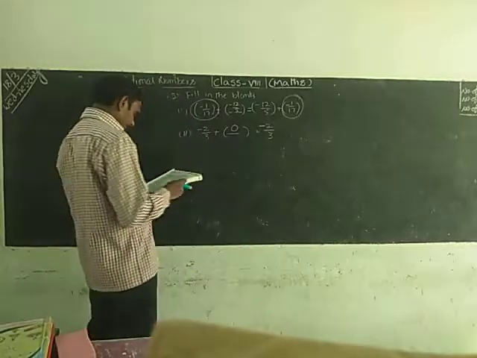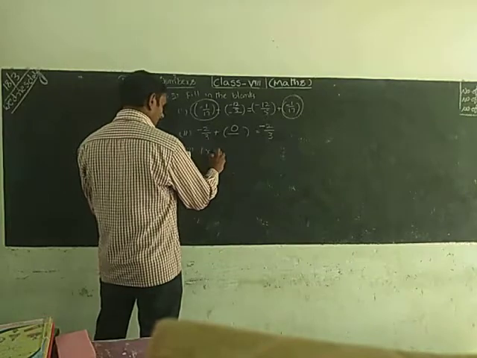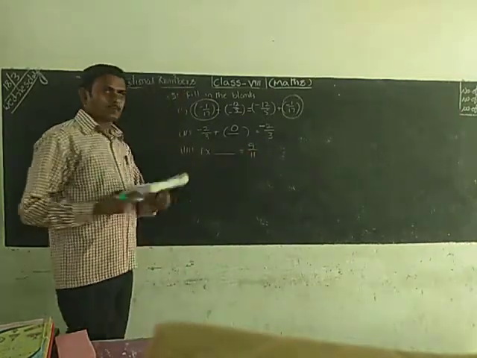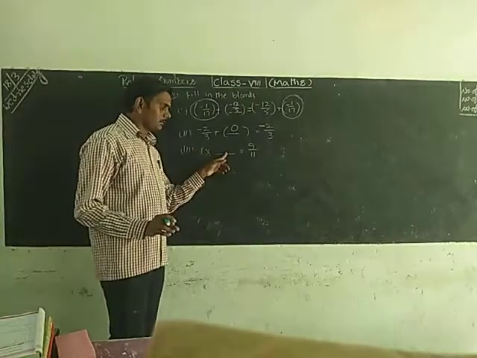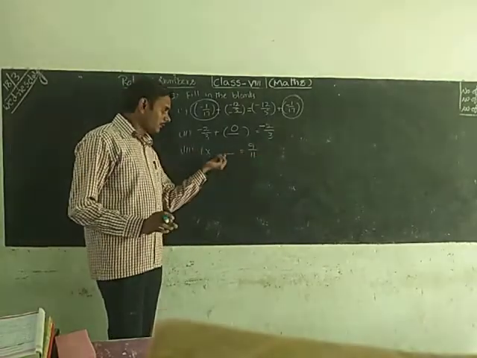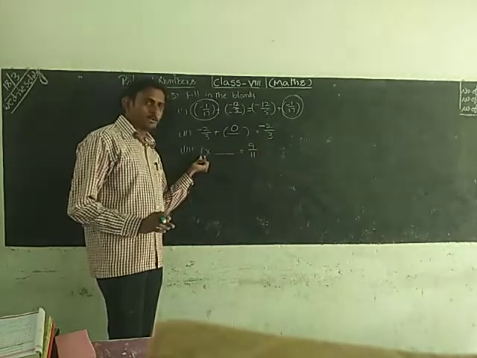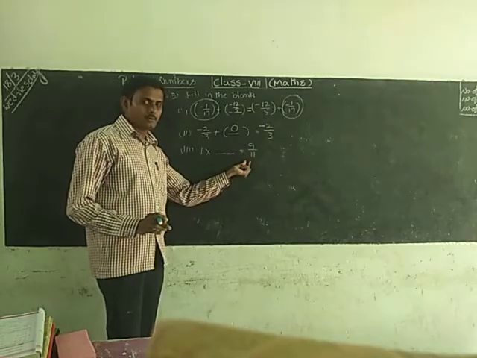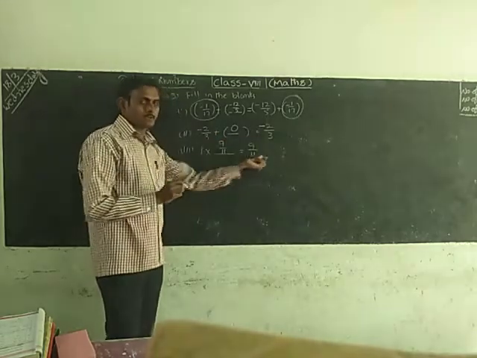Next one. Third one: 1 multiplied by blank equals 9 by 11. If you multiply 1 with any number, we get the same number. That means which number should you multiply with 1 to get 9 by 11? The second number should be 9 by 11. By multiplying these two, we get the same answer.